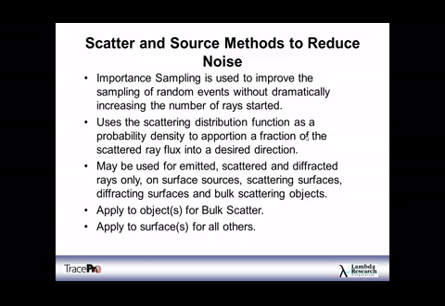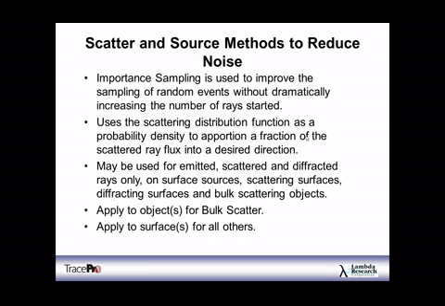So what happens now? I've got ray splitting and no ray splitting. Is there a way I can really do a lot more with scatter? Actually, you can. We have a second variance reduction technique, which is called importance sampling. Importance sampling is used to improve the sampling of random events without dramatically increasing the number of rays started. This uses the scattering distribution function as a probability density function to apportion a fraction of the scattered ray flux into a desired direction that you specify.